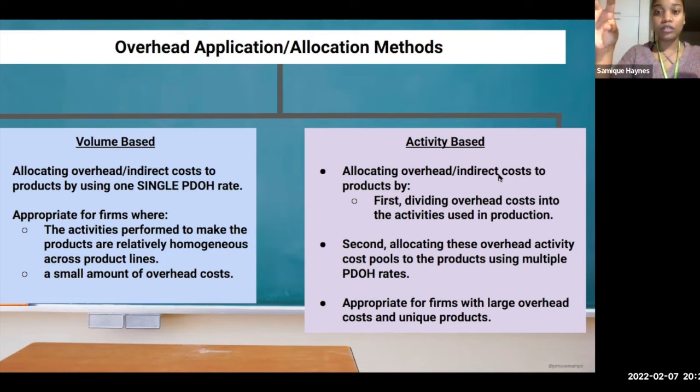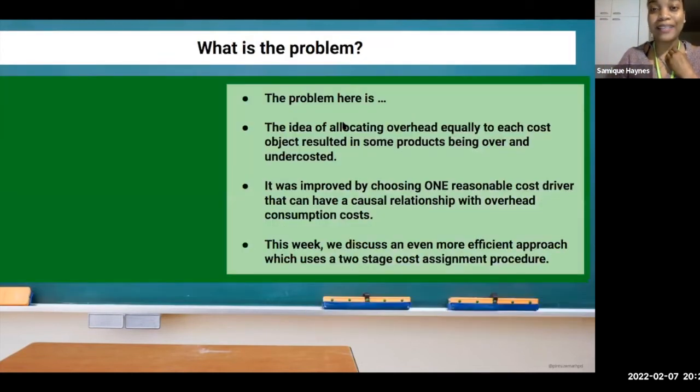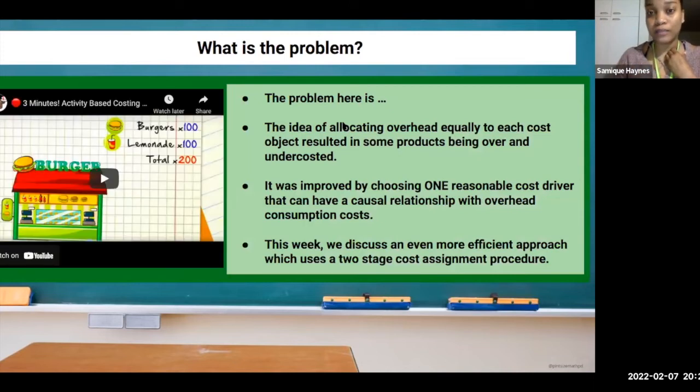Okay, so we find a way to break up that manufacturing overhead into different cost pools. And then we find the cost drivers that drive each of those costs up. And so we have 3 different or 4 different or 5 different, depends. We have multiple predetermined overhead rates. It makes it even more efficient.